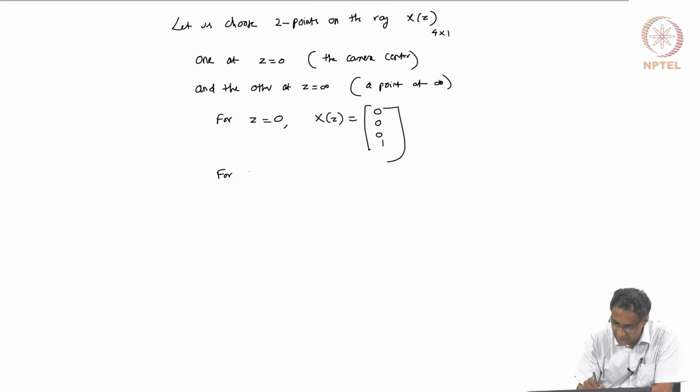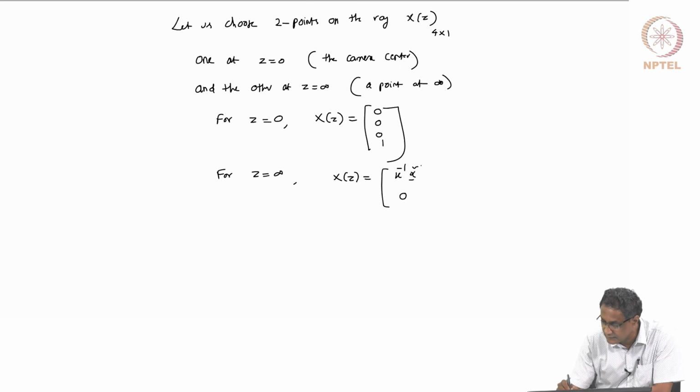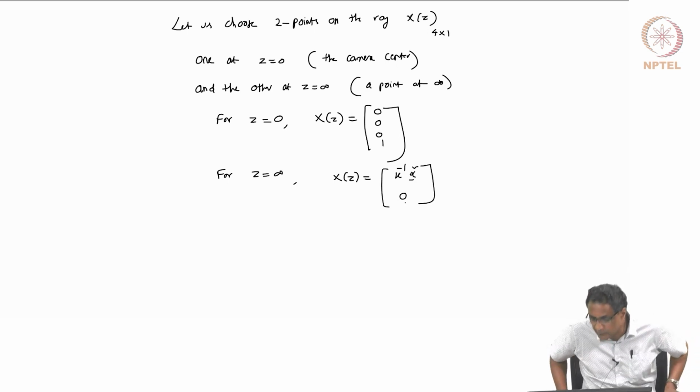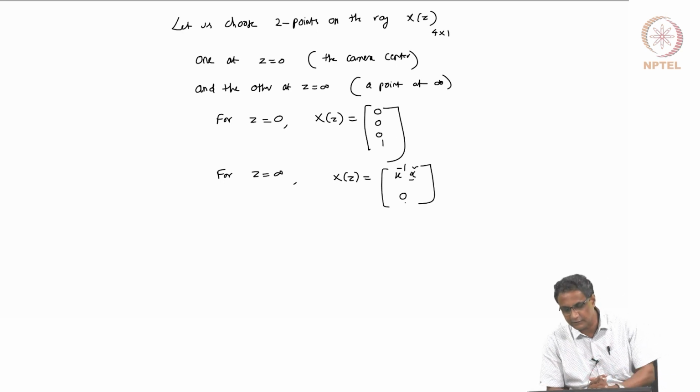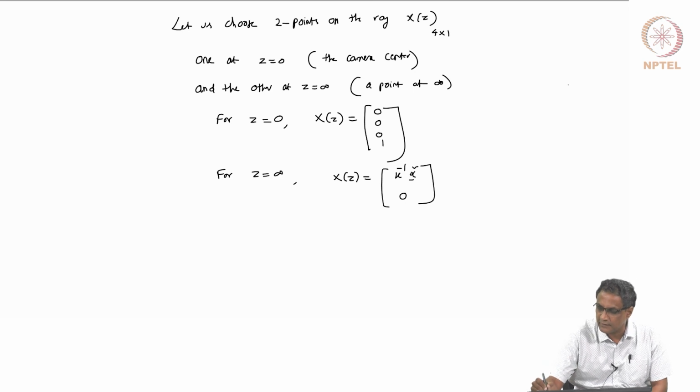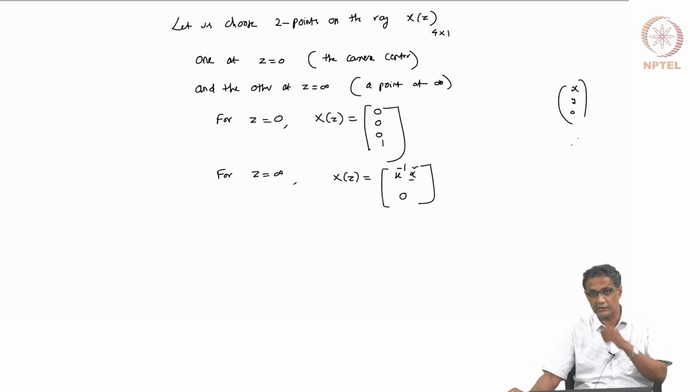And for z equal to infinity, your x of z will look like K inverse x tilde. Again, this x tilde is this and this entry has to be 0. Why is this so? Because of a point at infinity. This is also the reason why you resort to homogeneous coordinates. In order to express a point at infinity, you forget about this particular x, y, and the last element should be 0.